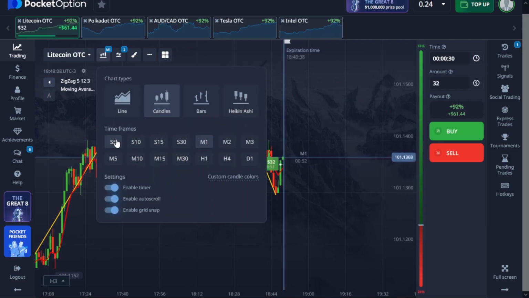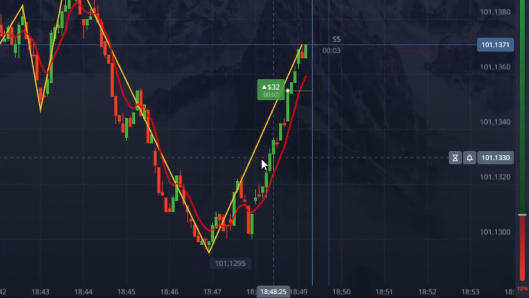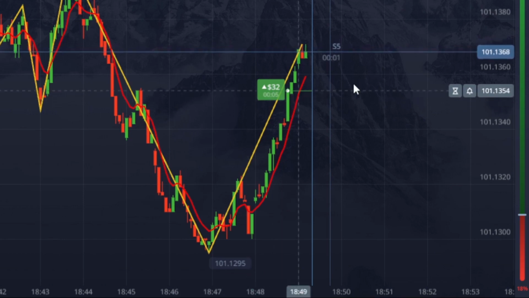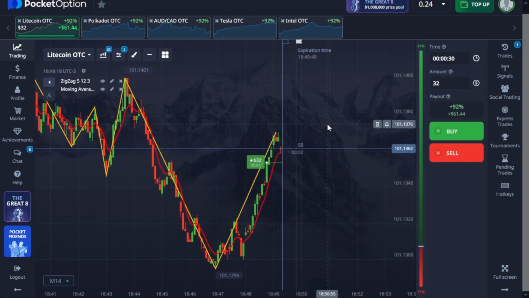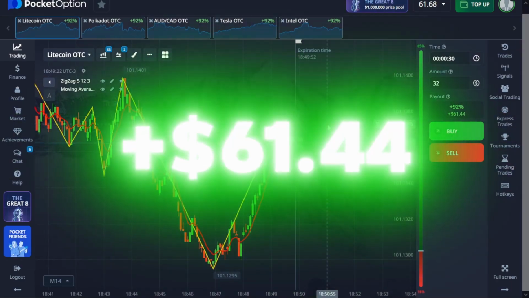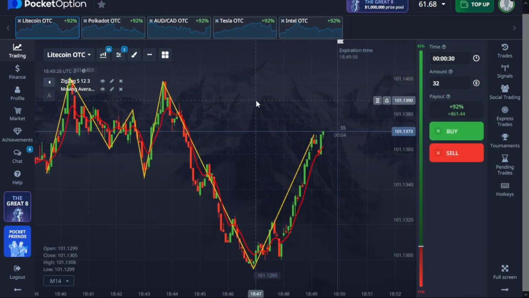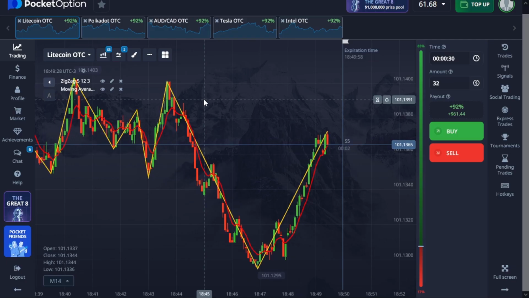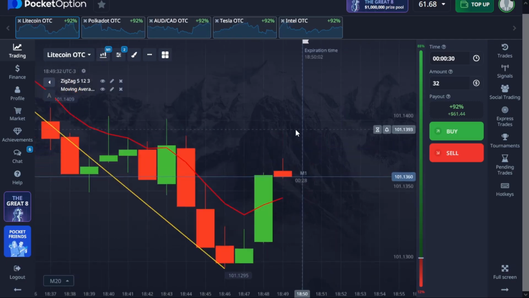First case, let's go to 5 seconds. Well, it broke the average a while ago, but right now around here the upward zigzag started to take off sharply. So that's why I entered. And we got a win again, guys. Look at that one. $62, okay? The price has just been falling, and here you can see the big movements. Right now it's happening, look at that.